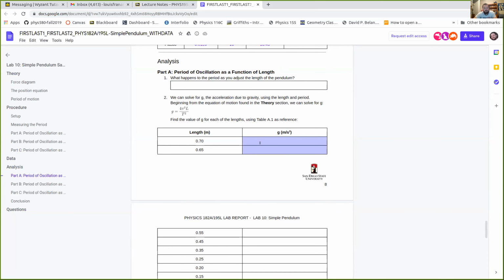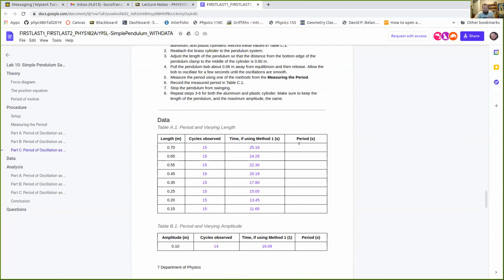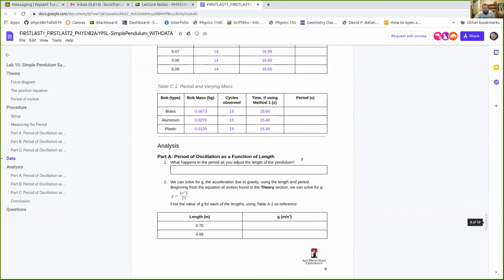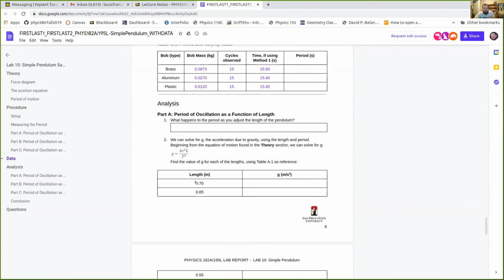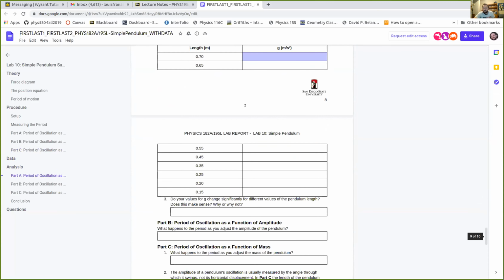This next one, you're actually going to use an equation: g equals 4 pi squared times L over T squared. That's just the period equation solved for g instead. You just square both sides and then move the g over and move the T on there. Now what you're going to do is use the corresponding period that went with the 0.7 length from table A1 up here. You're going to take this period, plug it into that equation for T, use this for L, and then calculate g. And you're going to do that for each one of these using the corresponding period.